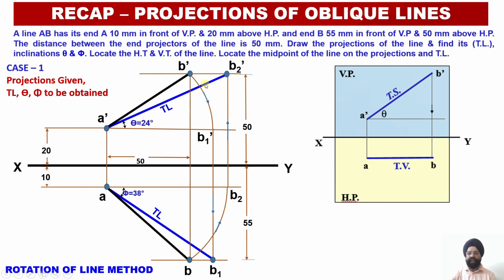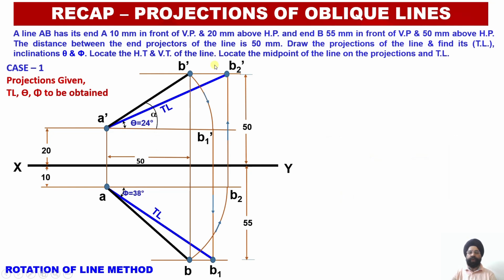Now having obtained the true lengths, I am going to mark angle alpha, that is for the existing apparent length of the line in elevation, that is alpha is the angle of inclination of projection A dash B dash in the front view with the horizontal plane. Similarly angle beta, it is the angle of inclination of the projection in plan with the vertical plane over here. Now I need to draw the traces.